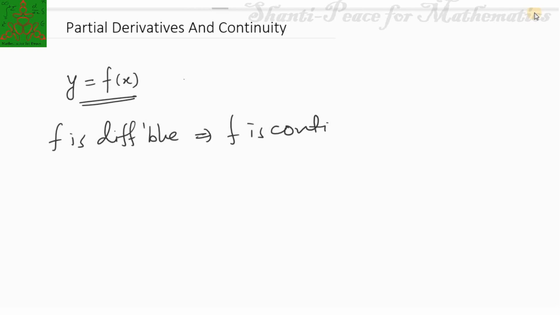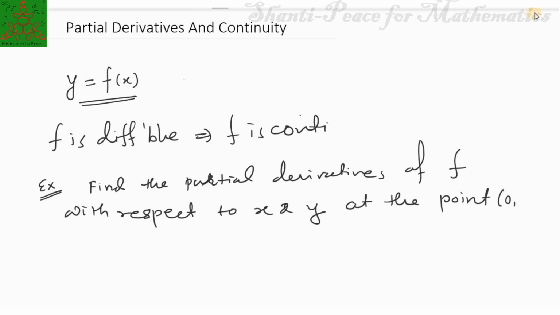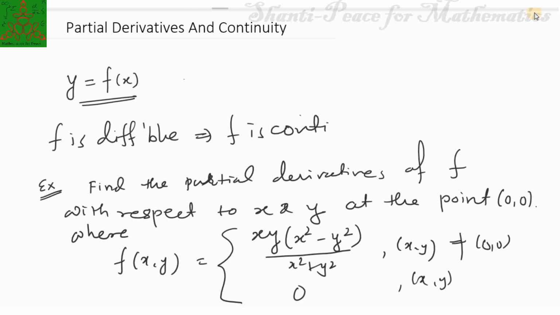So let us have some examples related to it, and then we will conclude what we got at the end. So let's have the first example. The question is to find the partial derivatives of the function f with respect to x and y at the point (0, 0), where f(x, y) equals xy into (x squared minus y squared) upon (x squared plus y squared) if (x, y) is not equal to (0, 0), and 0 if (x, y) is (0, 0).